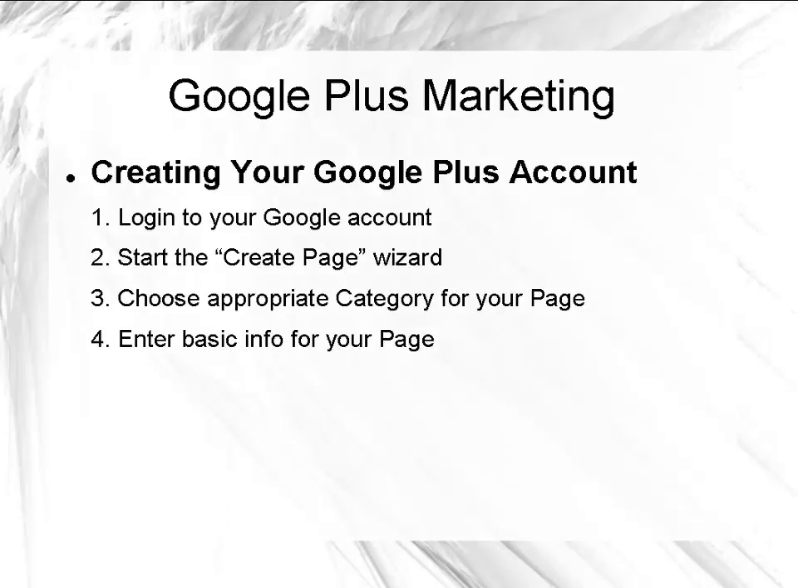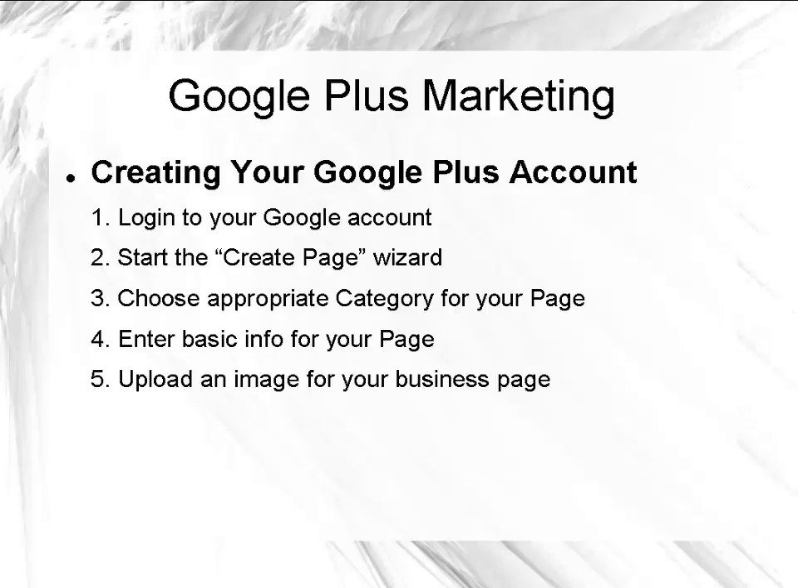4. Enter basic info for your page. After selecting your classification, a form to provide basic information about your page will be displayed on the right. Add your information including your page name, i.e., your company name, your address, your phone number, and your category, i.e., your industry. Then accept the terms and click on the Create Page link at the bottom of the page.